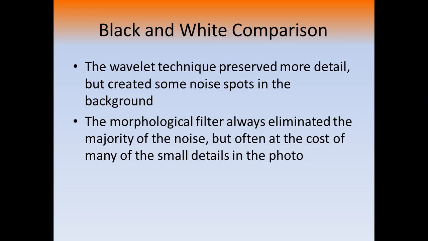So, in summary, like we've been saying, the wavelet technique preserved much more detail, but often created noise spots in the background and was actually, thinking back to the salt and pepper, poor at eliminating very high amplitude on and off noise. The morphological filter, on the other hand, always eliminated the majority of the noise, but often at the cost of much of the detail in the photo, especially in the case of the speckle noise, where to get rid of the noise, it actually ended up getting rid of most of the detail in the picture along with it.